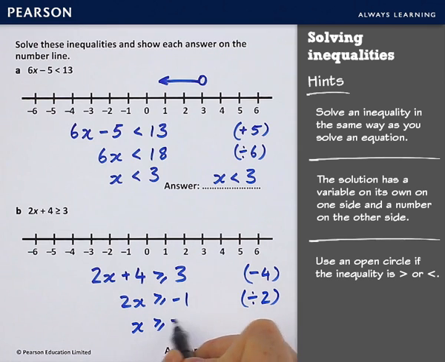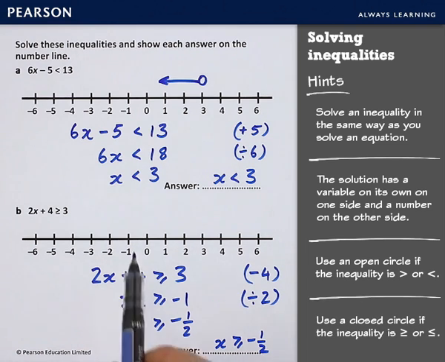The answer is x is greater than or equal to minus a half. Your answer could involve fractions or negative numbers. If an inequality is not strict, it's greater than or equal to or less than or equal to, then you mark it with a closed circle.